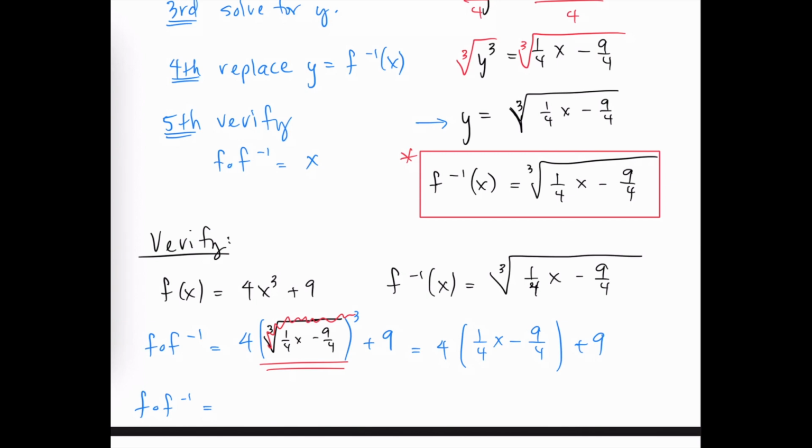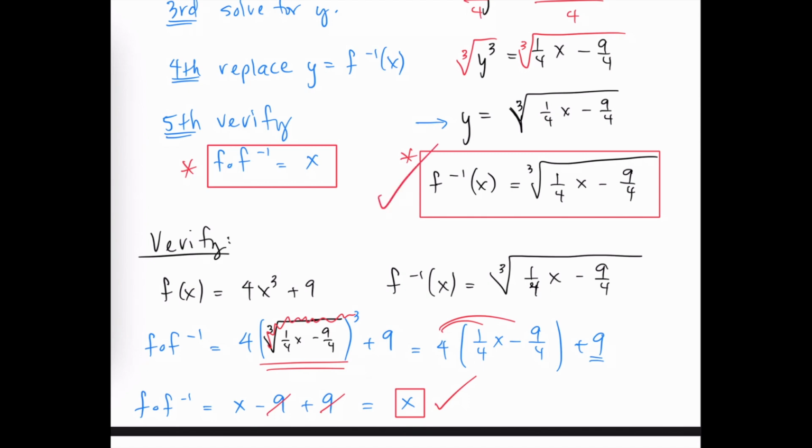Now let's distribute the 4 into this parenthesis, which is going to yield 4 times 1/4 x, which is just x, and 4 times negative 9/4 is now going to be negative 9, and we still have the plus 9 on the end here. And we can see that the 9's now cancel, and this ultimately is going to simplify down to being just x, which is what we needed in order to verify that these two functions were inverses of each other. So we do have the correct inverse function.